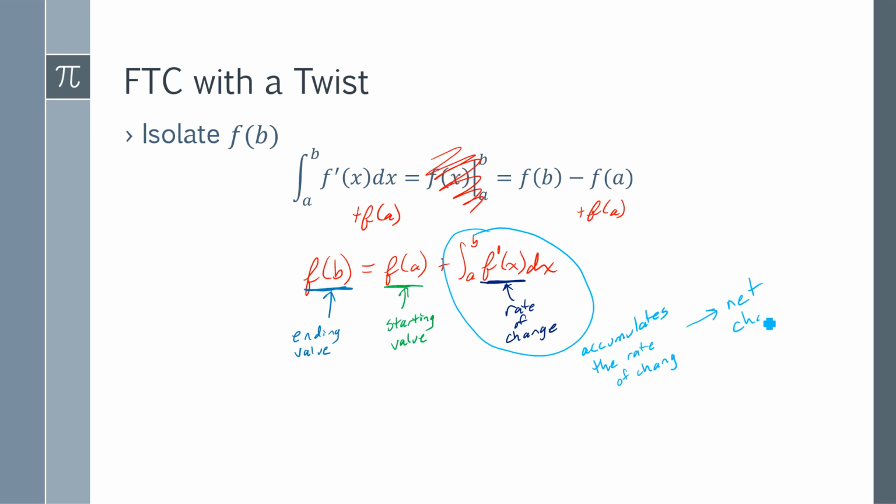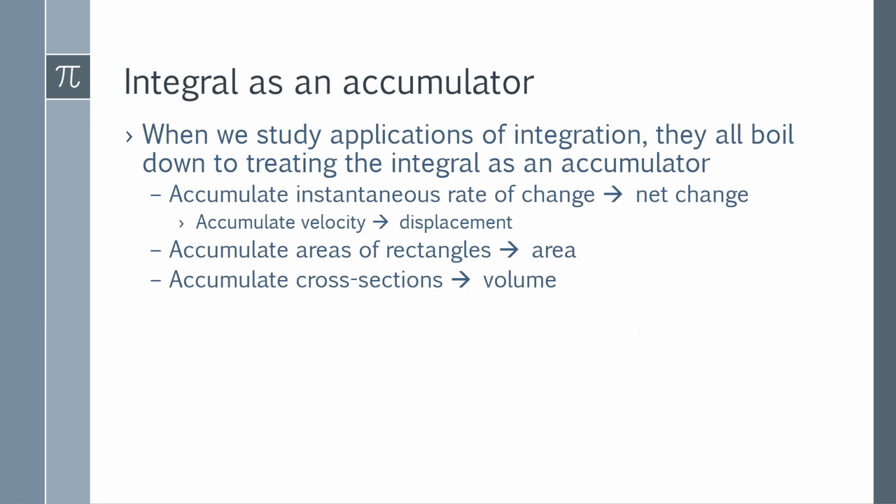And that idea of accumulating is central to this entire unit and should make sense, because if you think about it, the integral notation is shorthand for a summation. It's adding up a bunch of stuff. So the idea here is we're adding up a bunch of infinitesimally small rates of change to get the net change. So the integral as an accumulator is going to be the overarching concept in this unit, in that we are thinking of the integral as accumulating things. Anytime in calculus I want to accumulate something, I'm doing the integral. So we can accumulate the instantaneous rate of change to get the net change.